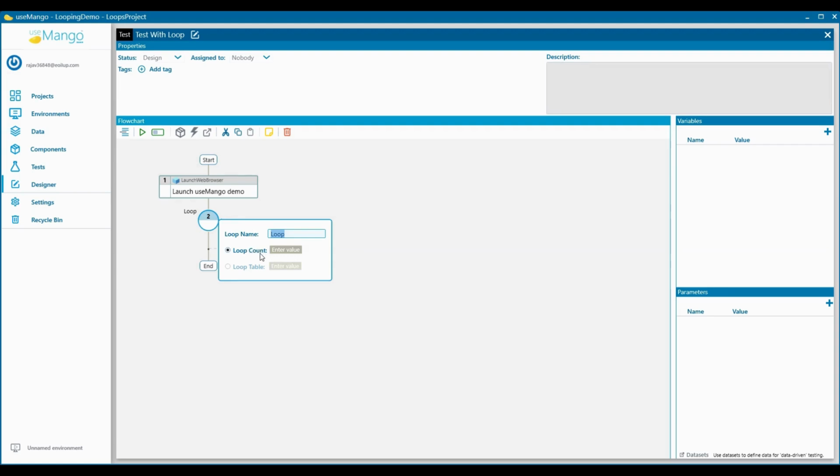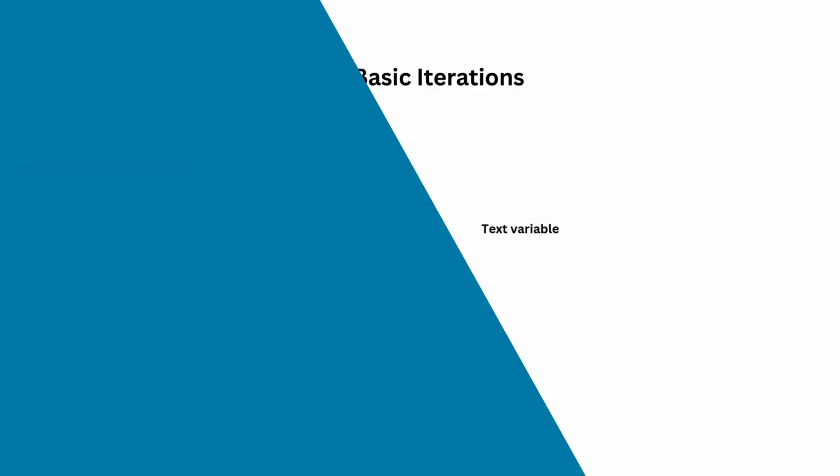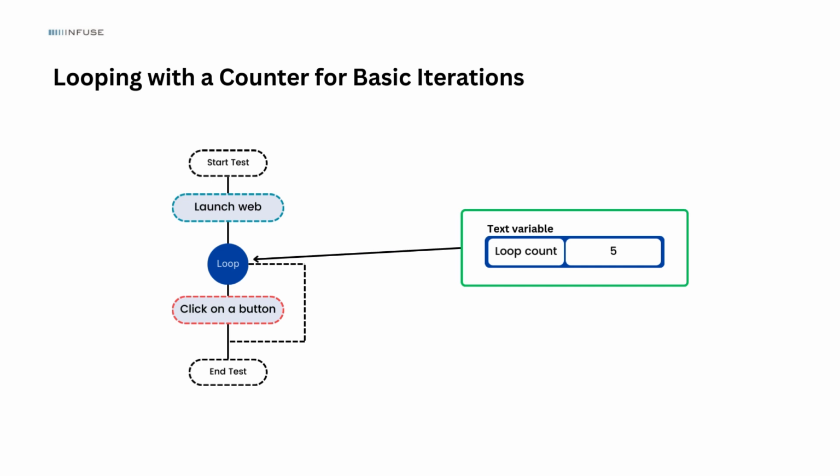As discussed earlier, loop accepts two input parameters. Loop count accepts integer values to specify the number of iterations. Loop table takes a table variable as input, allowing for data-driven iterations. Now let's see how we can use loop count for basic looping of steps.